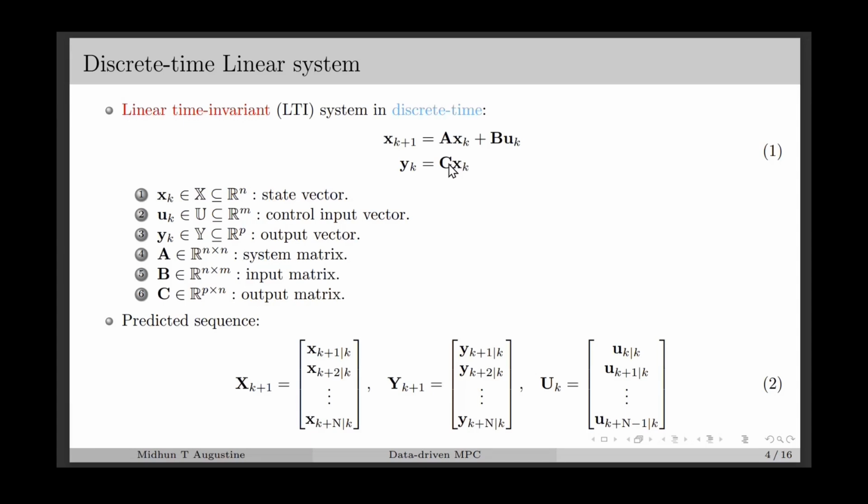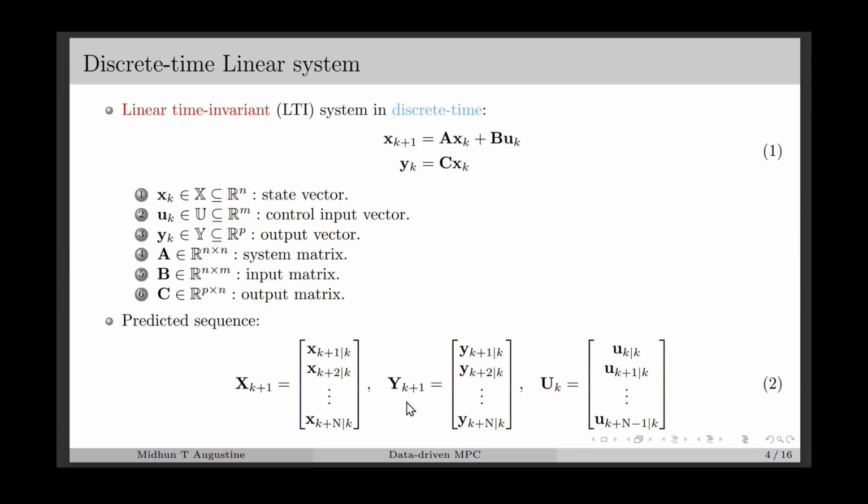And in MPC, we normally use the predicted sequences, which can be represented as in equation number 2, where capital Xk plus 1 denotes the predicted state sequence. It contains the predicted value of the states from the time instant k plus 1 till k plus N, where xk plus 1 given k denotes the predicted state at time instant k plus 1 computed at time instant k. And similarly, yk plus 1 given k denotes the predicted output at time instant k plus 1 computed at time instant k, and so on.